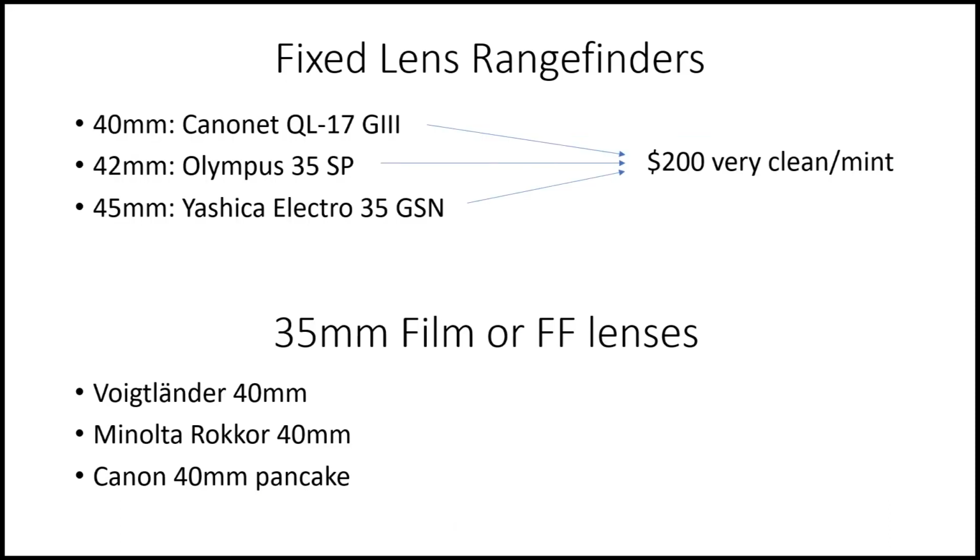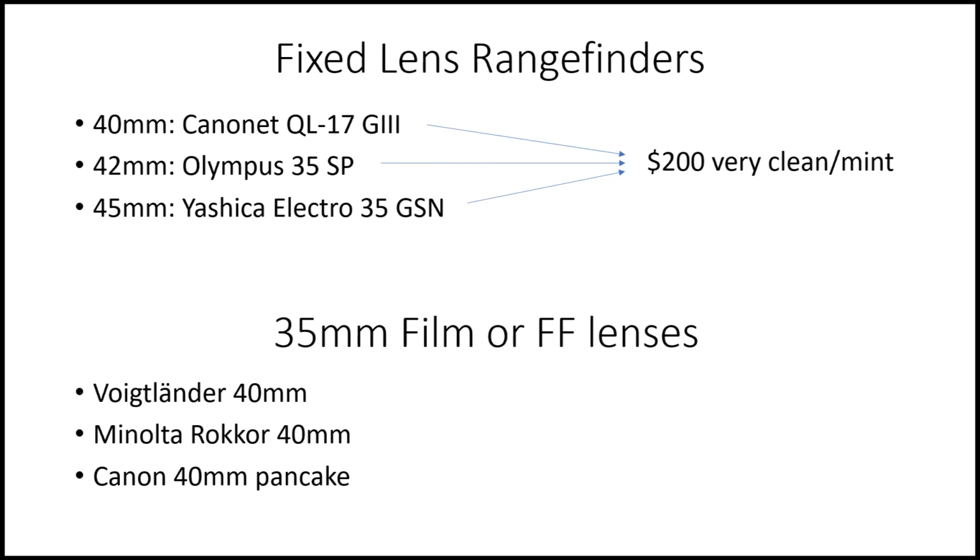Okay, let's move on. So let's talk about fixed lens rangefinders. If you're interested in exploring this normal field of view photography a little bit further, and you want to get into the 40-ish range, there are some old fixed lens rangefinders that I highly recommend. I have all three of these cameras, and I'll show you some images in just a moment. For 40 millimeter, these are all fixed lens. These are not interchangeable lenses.